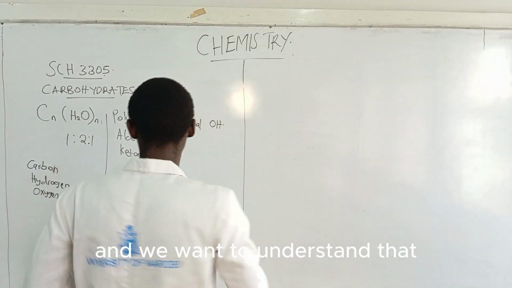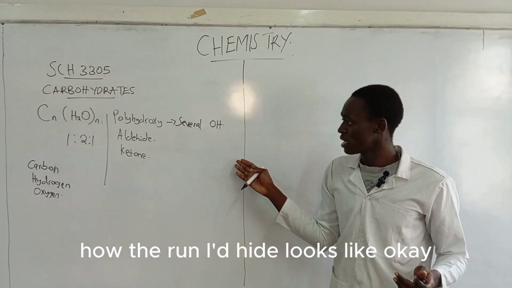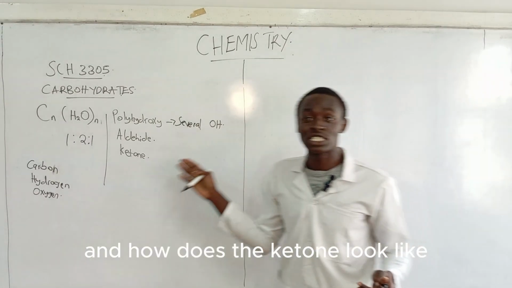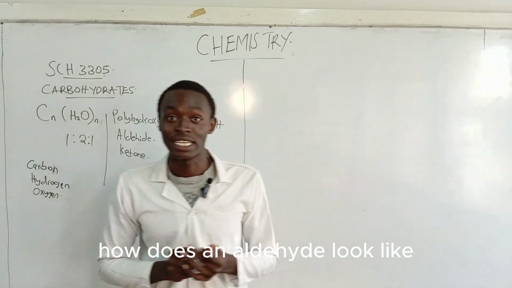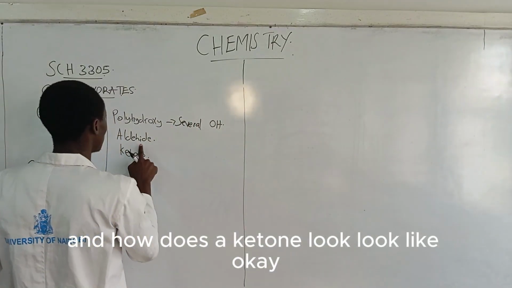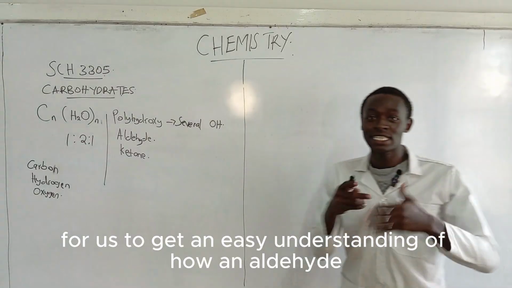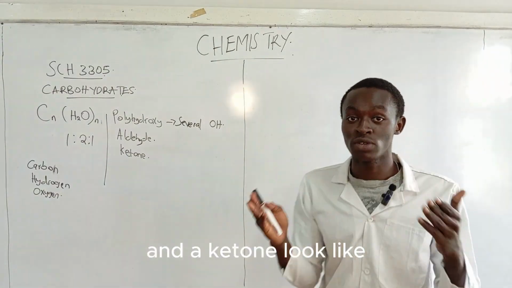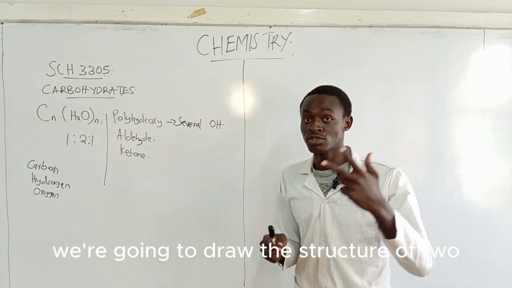We want to understand how an aldehyde looks like, and how a ketone looks like. For us to get an easy understanding of how an aldehyde and a ketone look like, we're going to draw the structure of two monosaccharides.